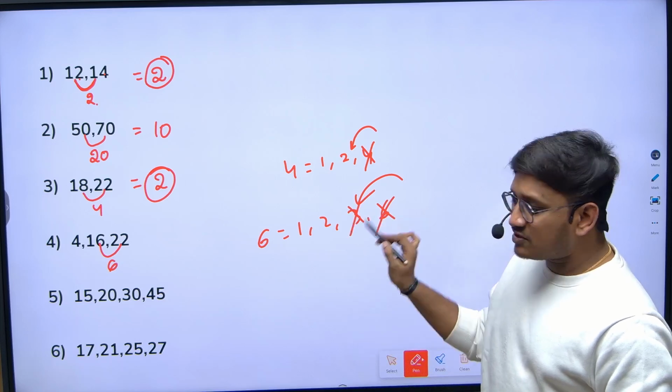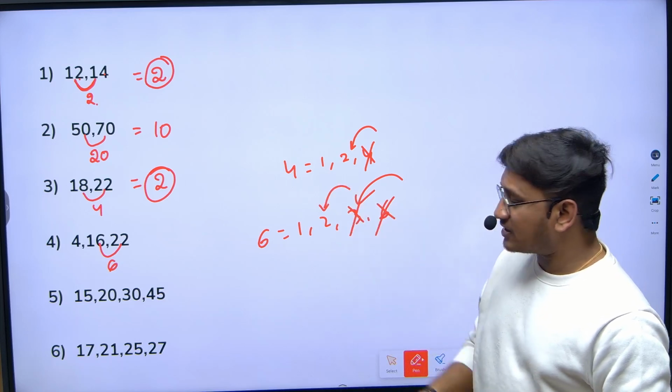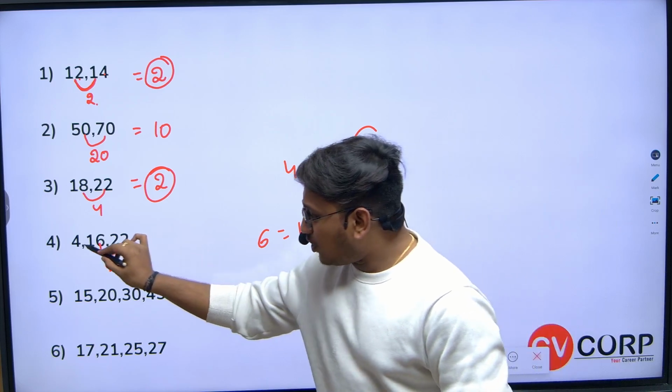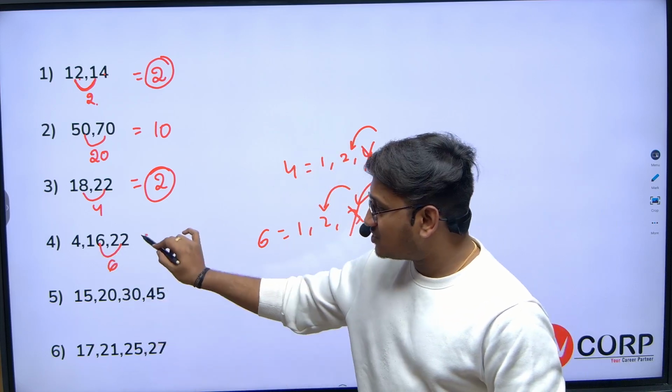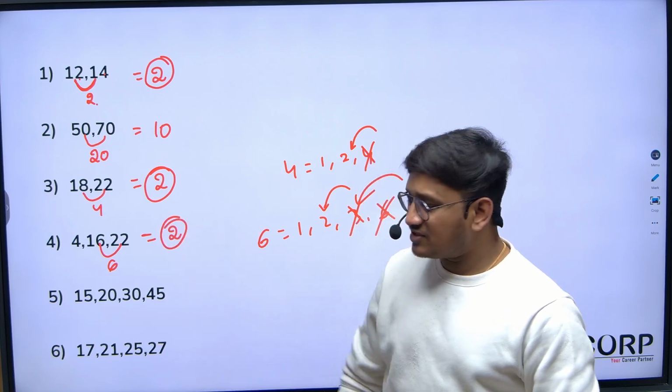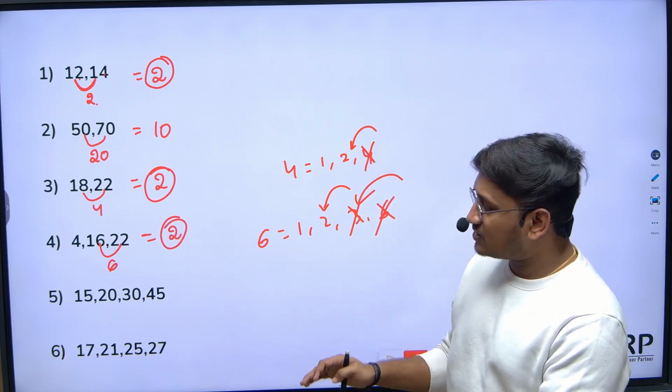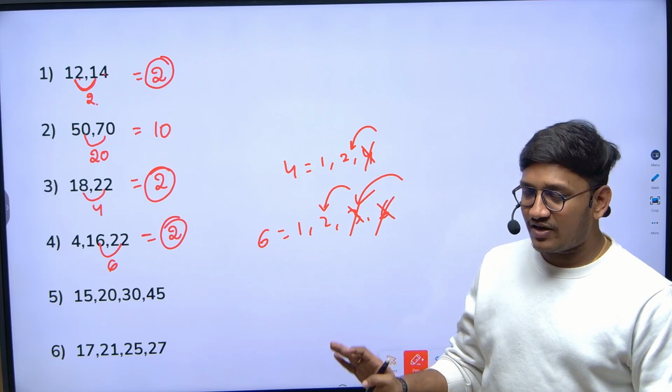So if it is not divisible by 3, then go with the previous factor. So 2. Now, are all the numbers divisible by 2? Yes. So the highest common factor is 2. Very simple. You just need to check whether these numbers are divisible by the least difference or not.